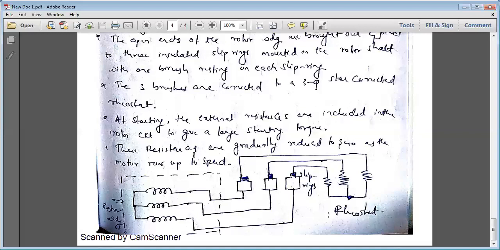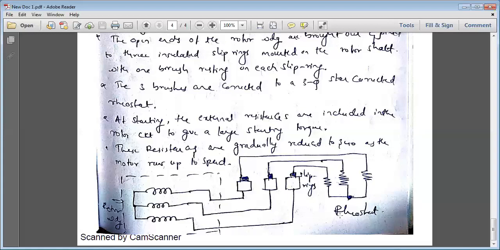The resistors are included in the rotor circuit. Because of this, we can increase the starting torque. We can get a larger starting torque by varying the rheostat at starting. Initially we vary the rheostat to increase the starting torque of the induction motor. But later, this resistance is gradually reduced to zero as the motor runs up to full load speed. Once the motor picks up speed, the rheostat is brought back to zero.